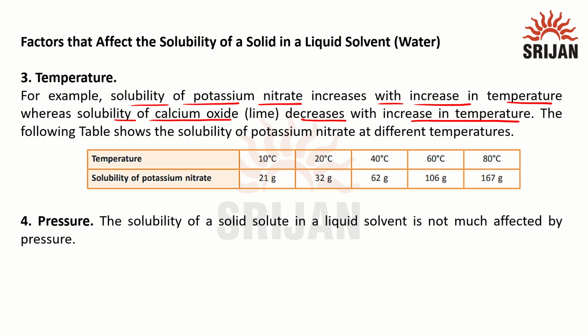Now we can see the table where you can see the solubility of potassium nitrate at different temperatures. At 10 degrees, the saturated solution will be at 21 grams. At 20 degrees, it is 32 grams. As the temperature increases, the solubility is increasing, so the saturation point is increasing. At 40 degrees, we need 62 grams. At 60 degrees, we need 106 grams. At 80 degrees, we need 167 grams. Now we have the pressure factor.